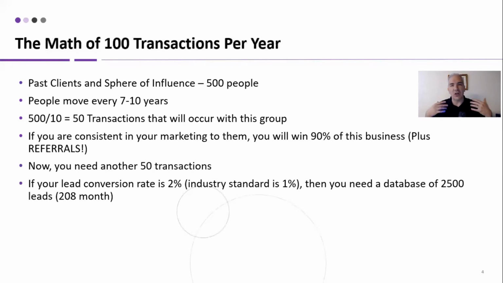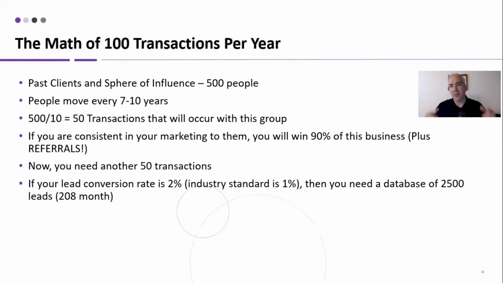So we need to know what your lead conversion rate is to figure out how many leads we need to generate. What we do is take the number of transactions you want to generate and divide by your conversion rate, and that tells us how many leads we need. In this case, if you have 50 transactions and your lead conversion is the standard 1%, then you're going to need about 5,000 leads in your database.